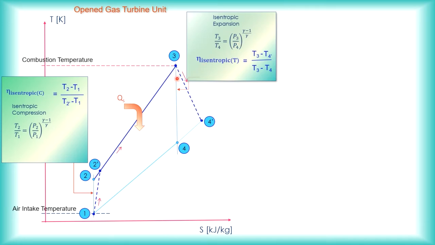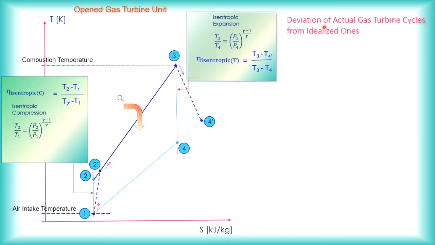Looking at this, again, this is an isentropic process, so you can use the P, V, T relationship here to find out T4. Once you know T4, you will be able to find T4 prime.